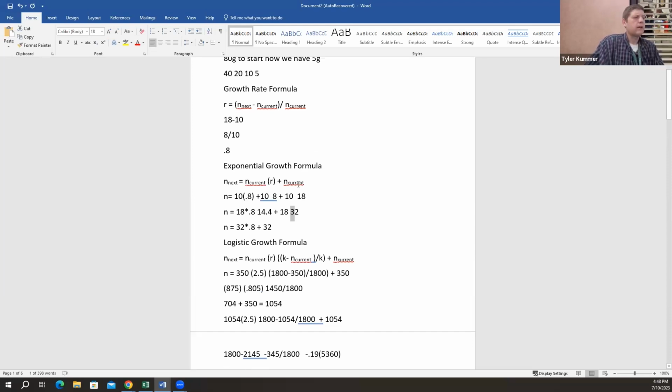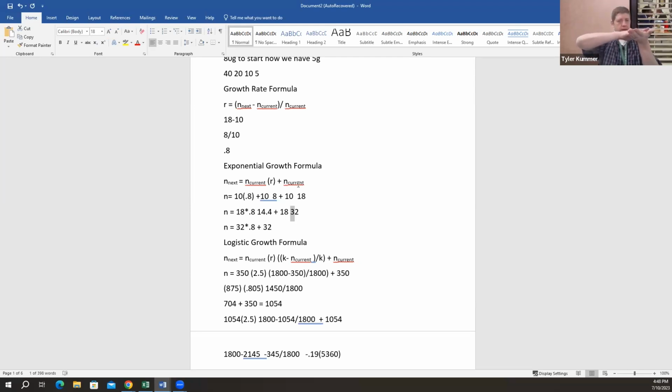Now, one thing I want to point out, our growth rate is under 1. What we're going to see is, instead of an exponential growth in this logistic growth model, we're going to see an S-shaped curve. It's going to go up and then level out again.